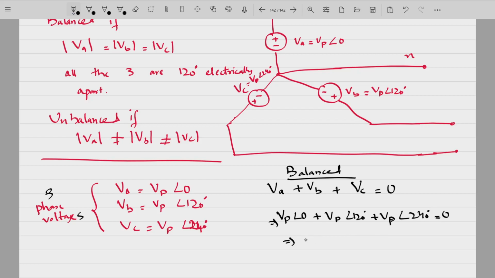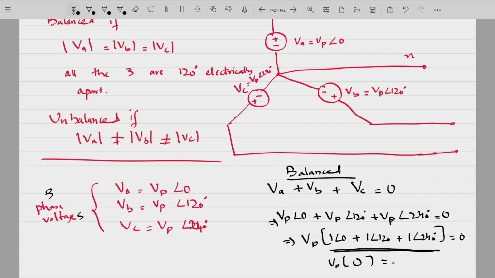VP you can take common, so inside 1 angle 0 plus 1 angle 120 plus 1 angle 240 will come, is equal to 0. So you can see this will come out to be 0. So VP into 0 is 0. So hence actually you can see that VA plus VB plus VC is equal to 0. So therefore this system is a balanced system. The summation of these three voltages is equal to 0. VA plus VB plus VC is equal to 0 in a balanced star connection. The summation of three phase voltages in a star is equal to 0.